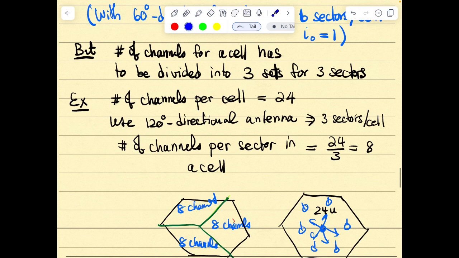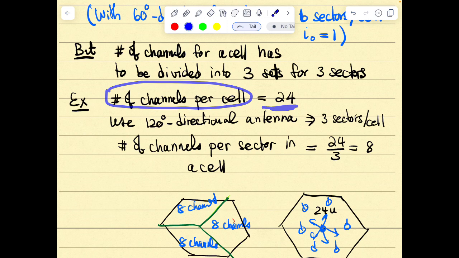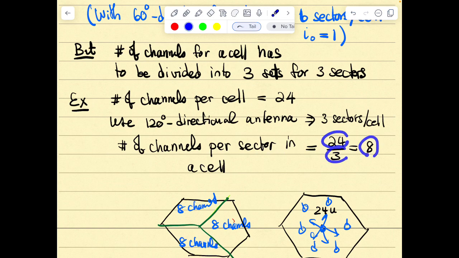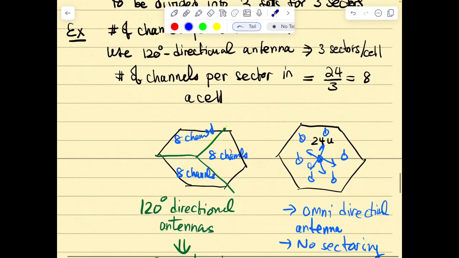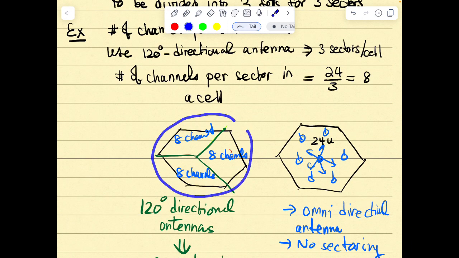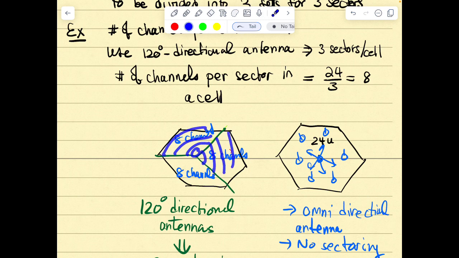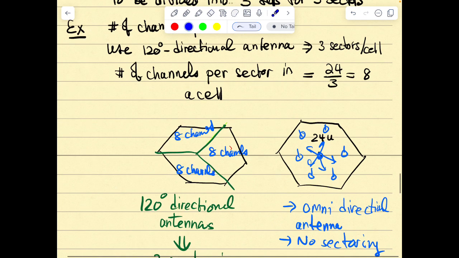Let's say the number of channels per cell is equal to 24, and we use 120-degree directional antennas. That means there are 3 sectors per cell. The number of channels per sector will be only 24 divided by 3, so they're only getting 8 channels. So this is sector number 1, this is sector number 2, this is sector number 3. Each one has 8 channels.